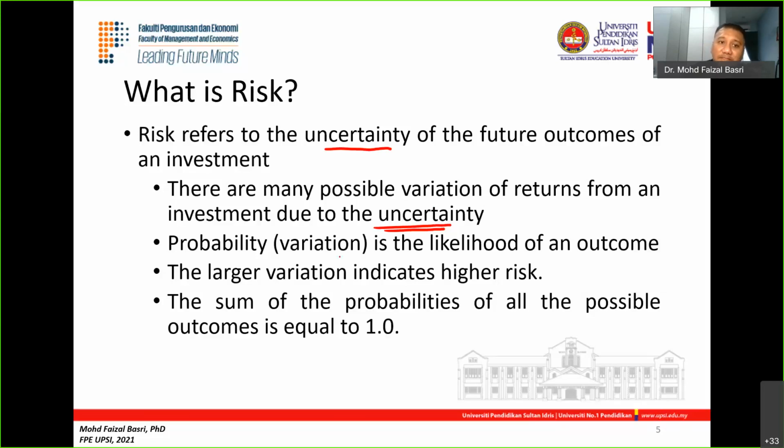So for the measurement of risk, we can use what we call the probability, which is the variation or the likelihood of an outcome. The larger the variation, the larger the probability indicates the higher risk. And the sum of probabilities must be equivalent to 1.0. If you have a few probabilities, the combination of all values should give you a total of 1 or 100%. I'll show you afterwards what it means by probabilities.